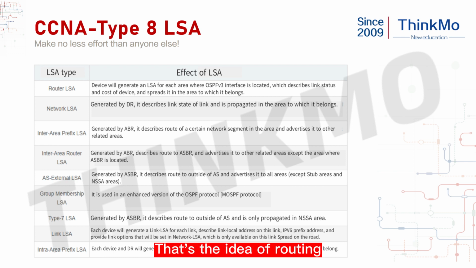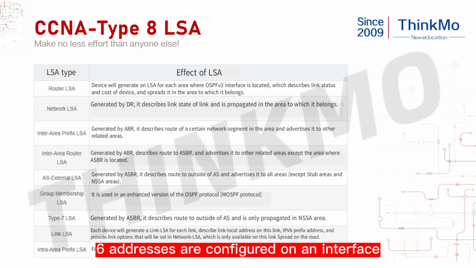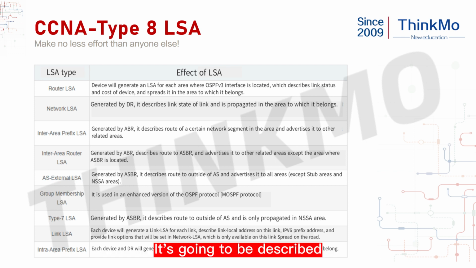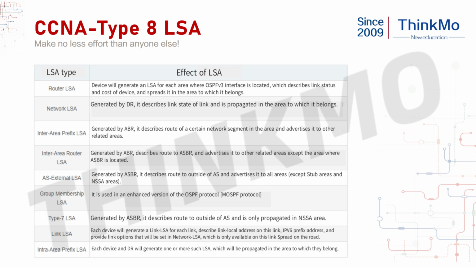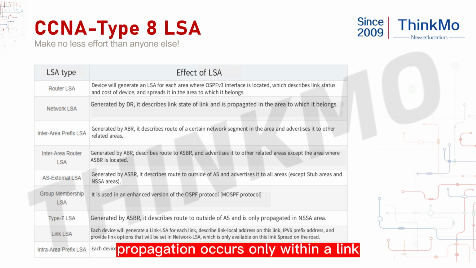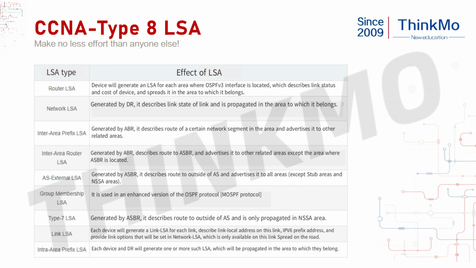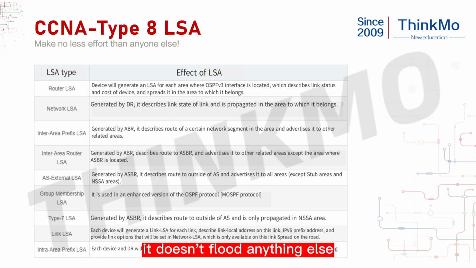That's the idea of routing. For example, if multiple IPv6 addresses are configured on an interface, they will be described and provided in the LSA, which will be in Type 2. This is the link option setting in the network LSA. Propagation occurs only within a link. The function of the Type 8 LSA is relatively obvious, but it's only flooded on the link. It doesn't flood anywhere else, so it's not used for route calculation.